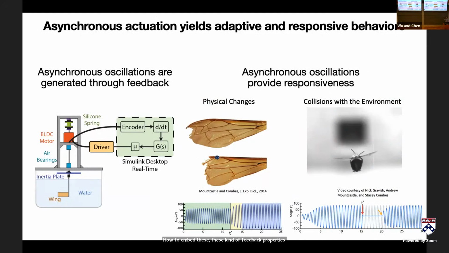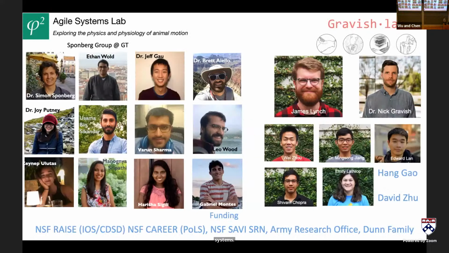But this delayed stretch activation provides a really interesting form of actuating these systems and allowing for responsive and dynamic behaviors. Like I said, this was a collaboration. It's been a beautiful 7-year collaboration with Simon Sponberg here and a bunch of folks from his lab as well.